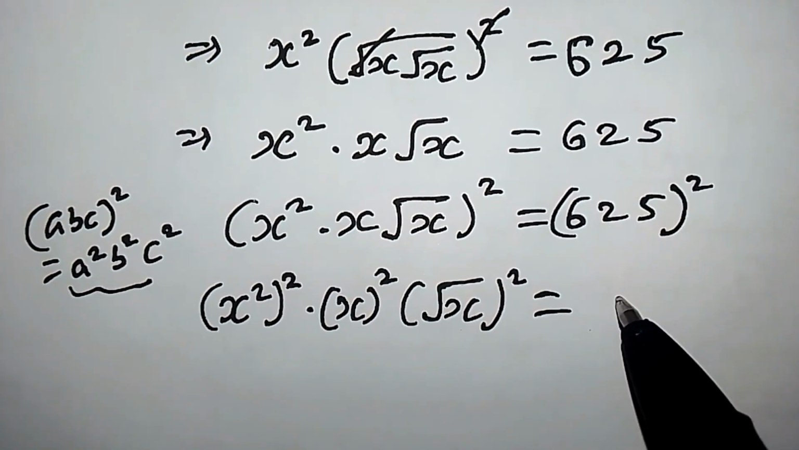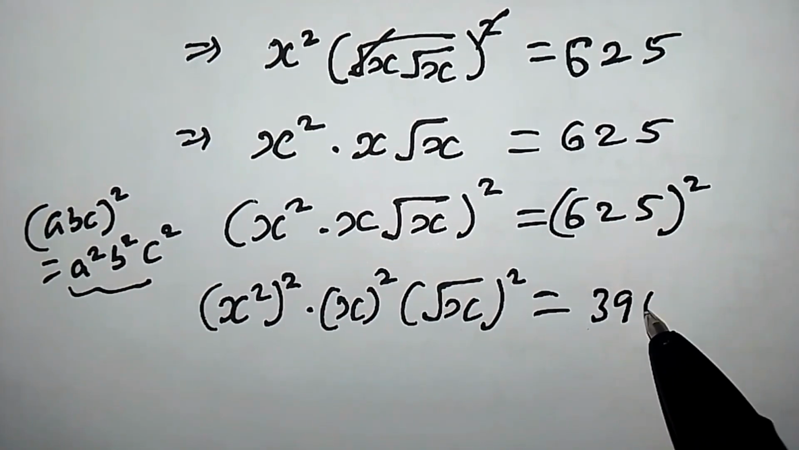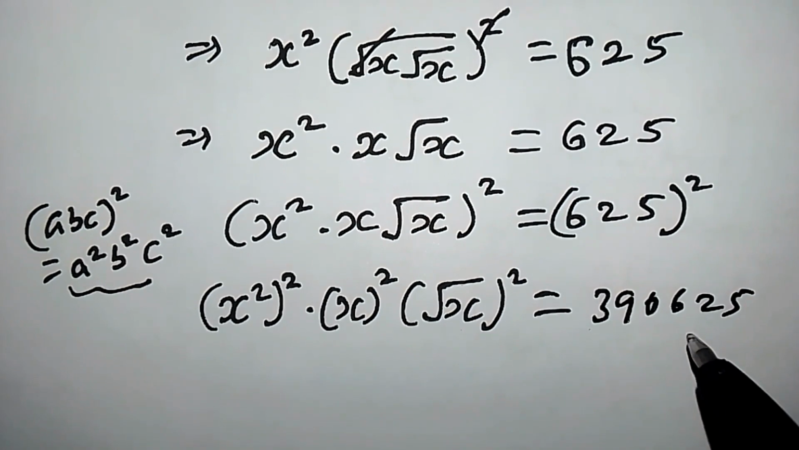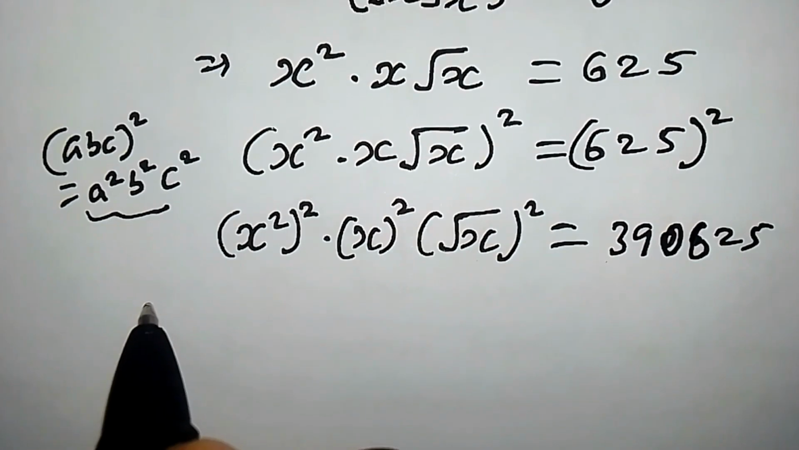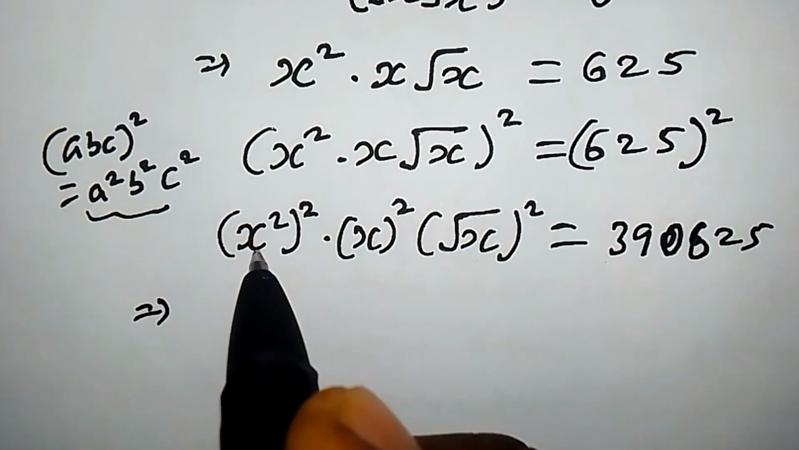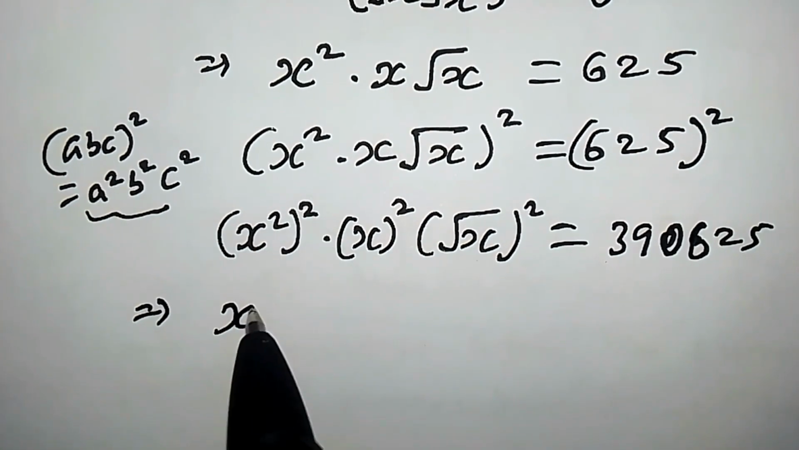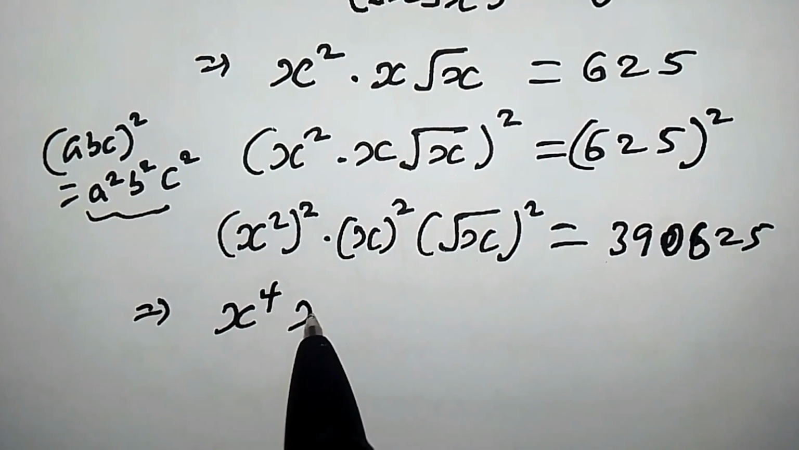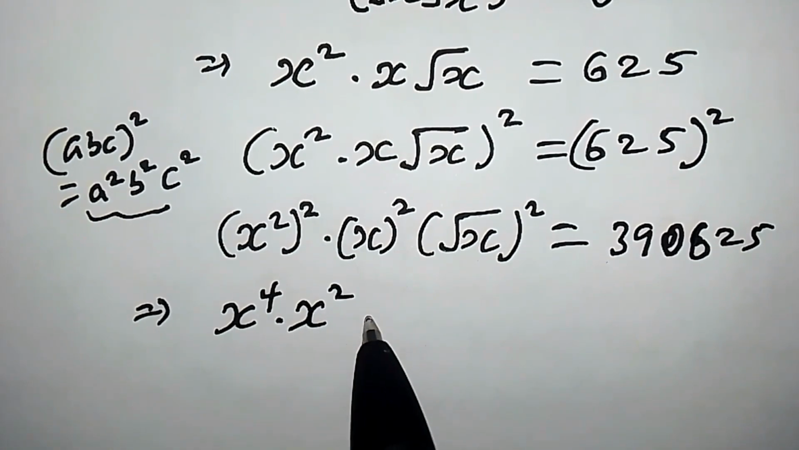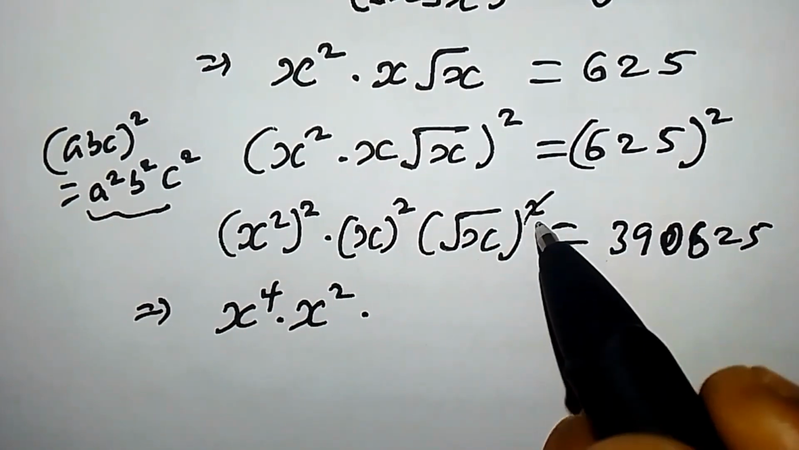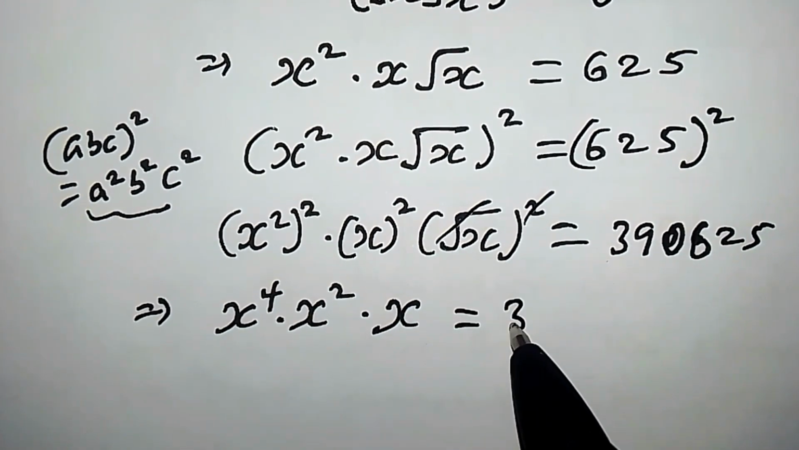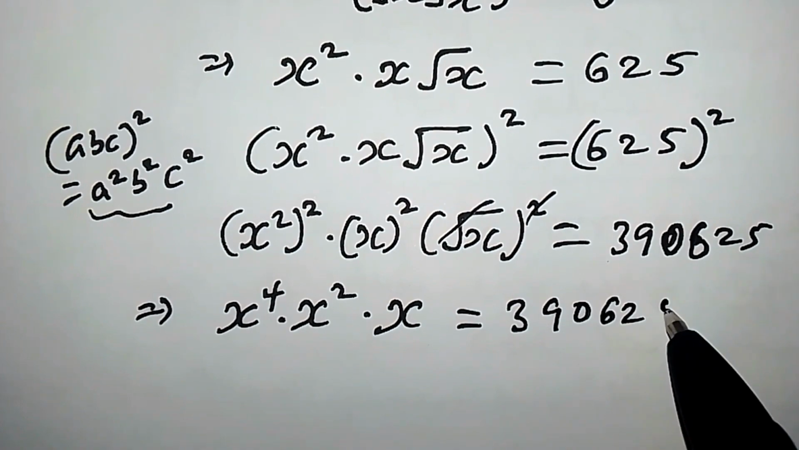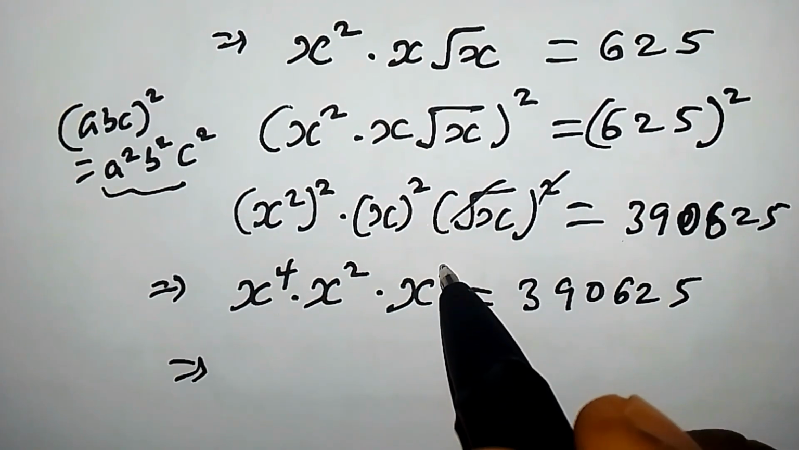When you press it in your calculator, you will get 390625. So this implies that we have x to the 2 times 2, that is 4, times x squared, since this 2 takes care of this square root. So we are left with x, which is equal to 390625. The power of this x is simply 1.